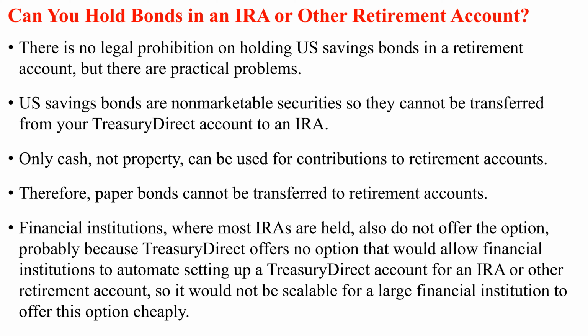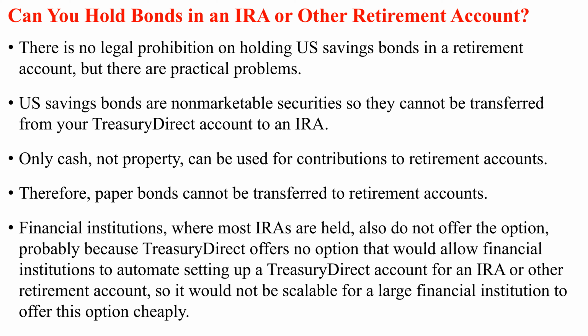You cannot avoid taxes by holding bonds in an IRA or other retirement account. While there is no legal prohibition on holding U.S. savings bonds in a retirement account, there are practical problems. As non-marketable securities, U.S. savings bonds cannot be transferred from your Treasury Direct account to an IRA. Only cash, not property, can be used for contributions to retirement accounts. Therefore, paper bonds cannot be transferred to retirement accounts.